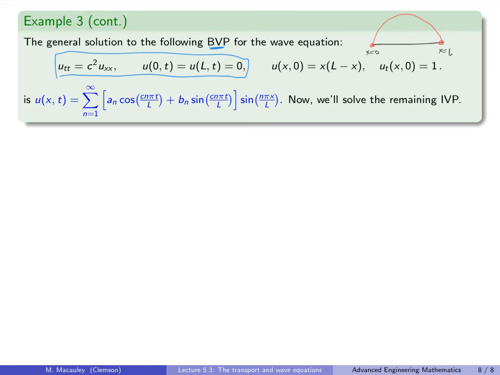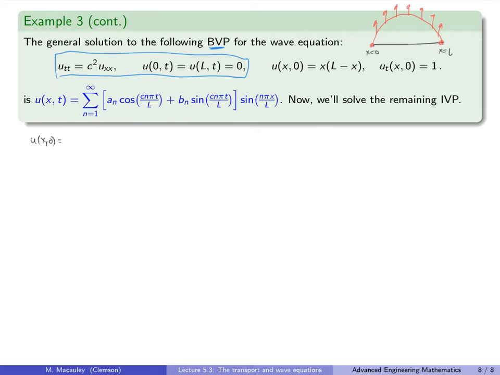And then if we specify the initial velocity, which in this case is 1, so we're pushing the string upwards at constant velocity initially, then that will tell us what the b_n's are. Okay, so let's do this. It's how we always do it. We just plug in 0 and we set them equal. So u of x, 0.